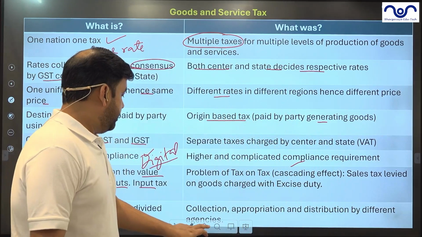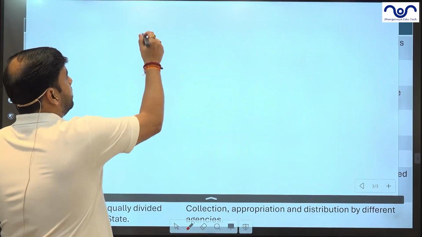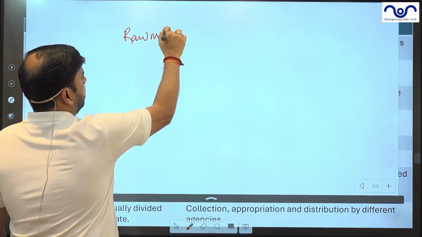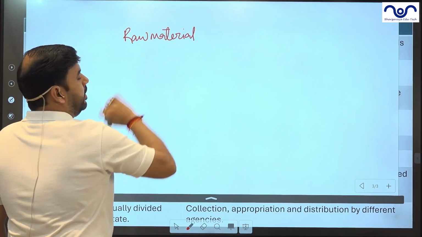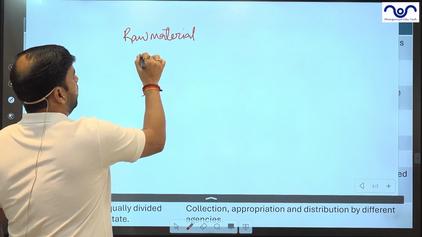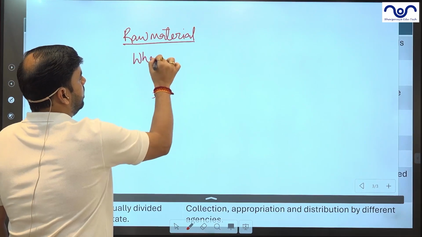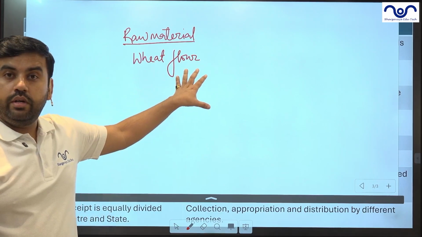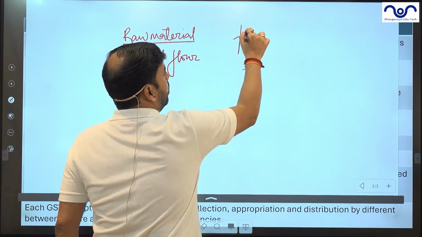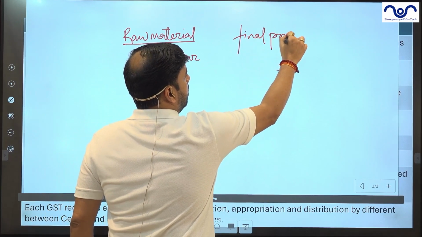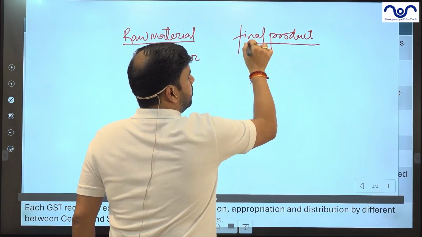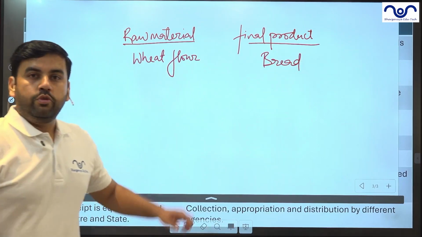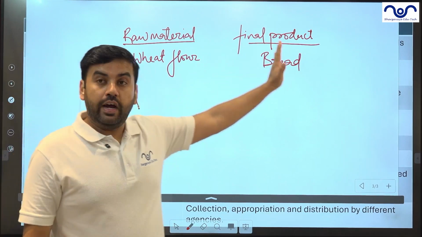That is, let's say there is a raw material of something. So the raw material is, let's say, wheat flour. Now wheat flour will be converted into the final product, that is bread. So this is the intermediate good, this is the final good.